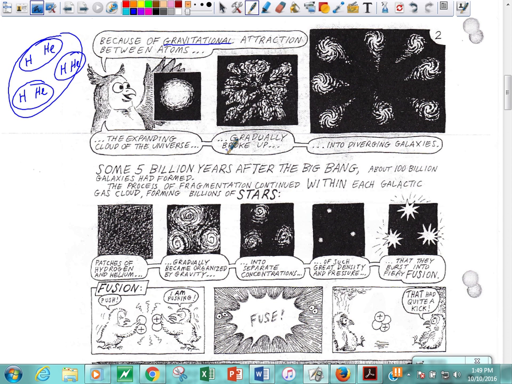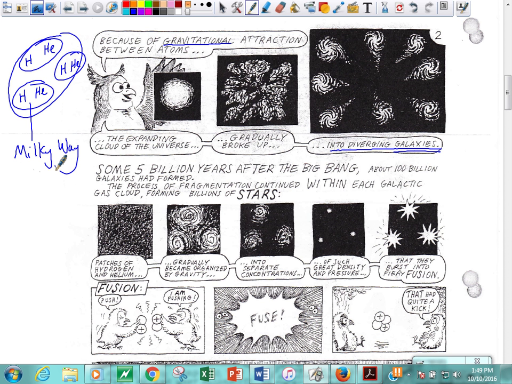And let's keep reading. The expanding cloud of the universe gradually broke up. Just like I drew here, it was gradually breaking up. Into what? Into galaxies. Okay, so what galaxy do we live in? Milky Way. That might be the Milky Way galaxy. Does anybody know what galaxy is closest to us? Andromeda galaxy, okay? And how many galaxies are there? Too many to count. There's just an incredible number of galaxies, okay?